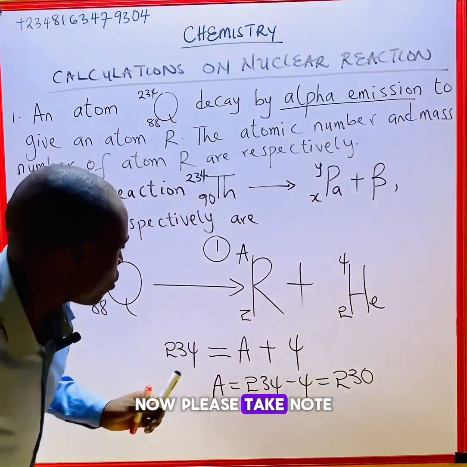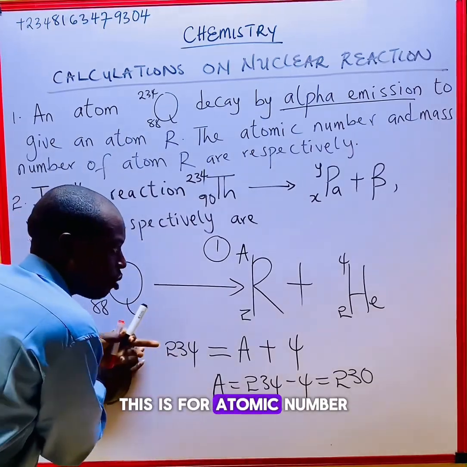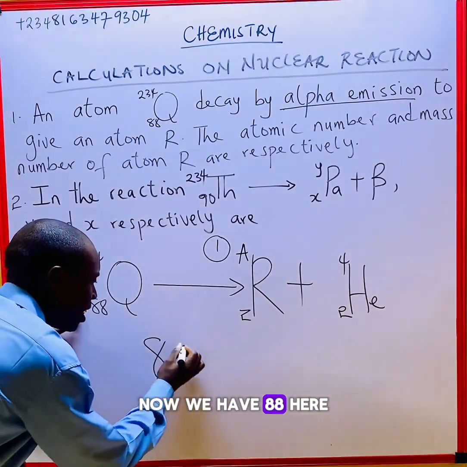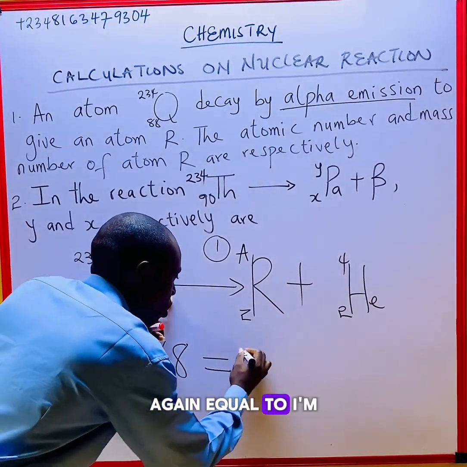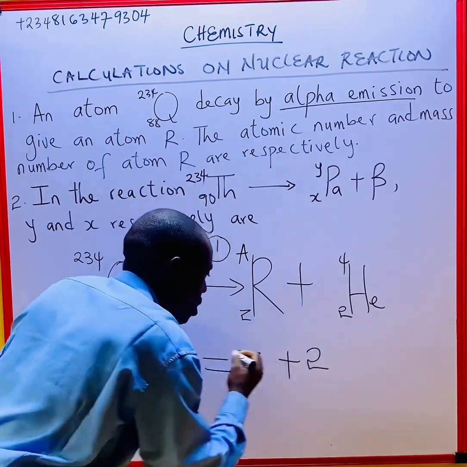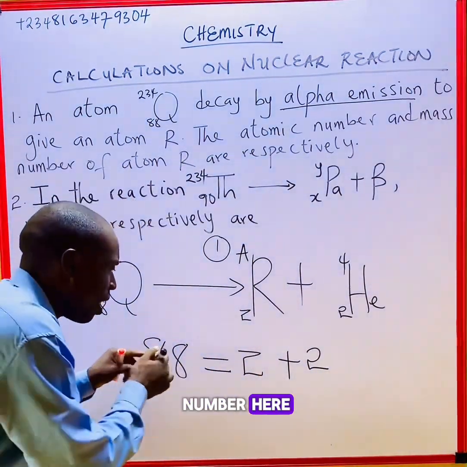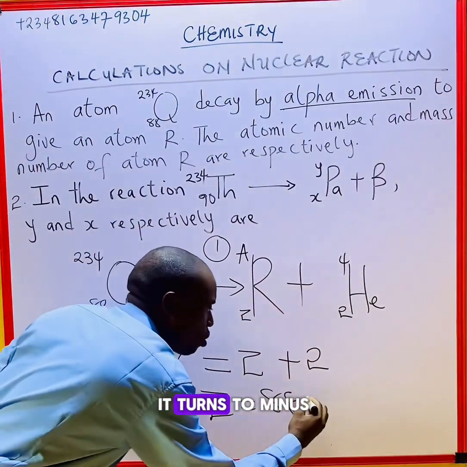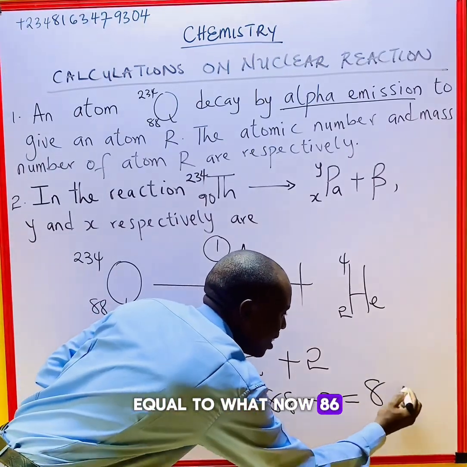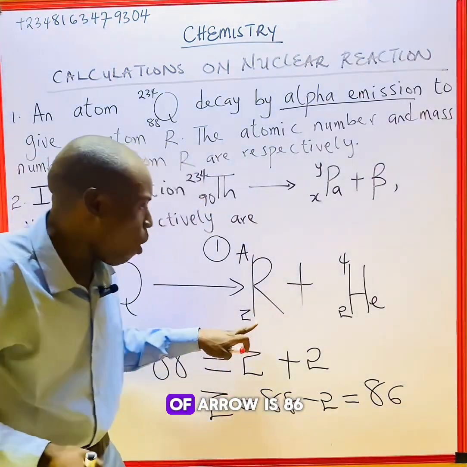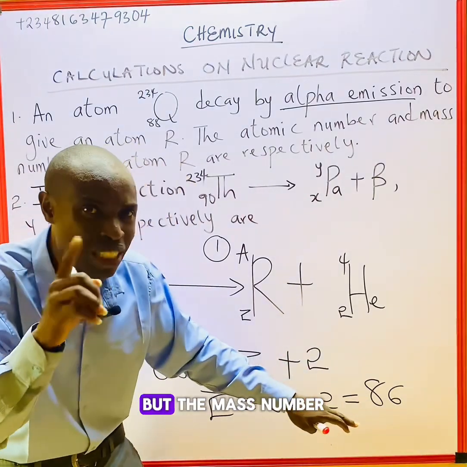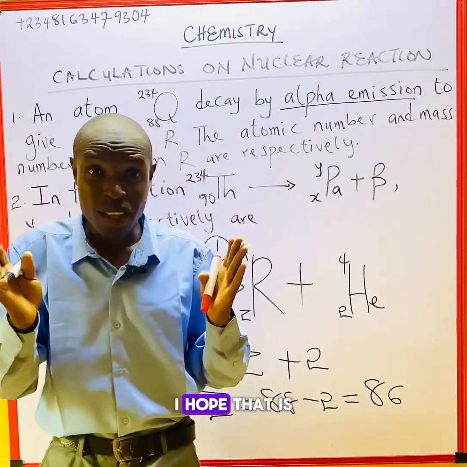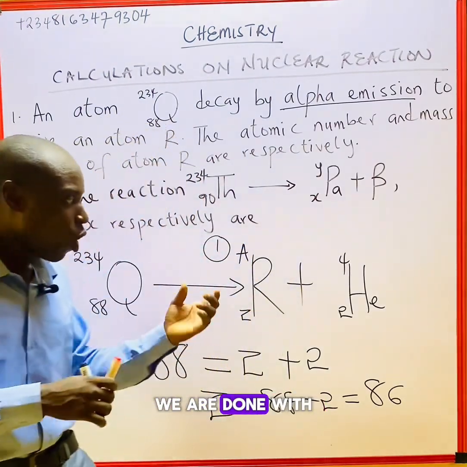Now, please take note. This is for mass number, right? We'll move to the atomic number now. We have 88 here, again equal to Z here, plus 2. Now take note, atomic number here, which is Z, is now equal to 88. When plus 2 crosses this step, it turns to minus 2, which is now equal to what now? 86. So the atomic number of R is 86, but the mass number of R is 230. I hope that is all right. So quickly, we are done with the first question.